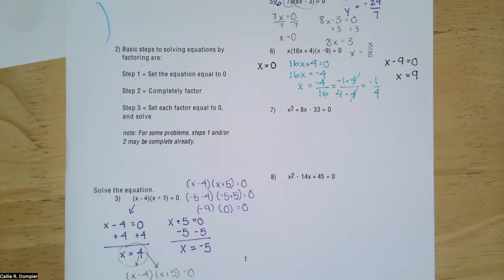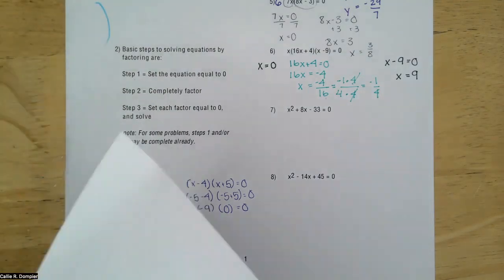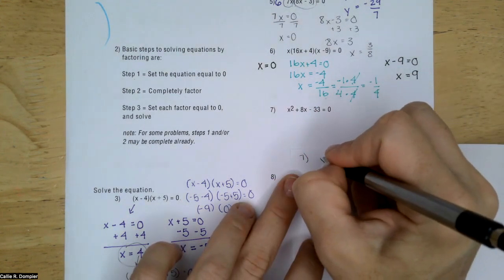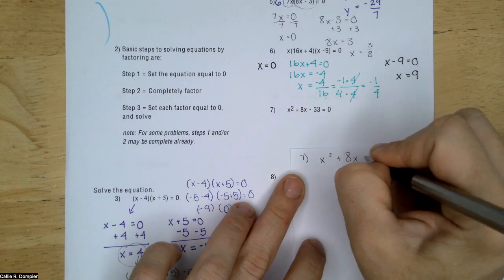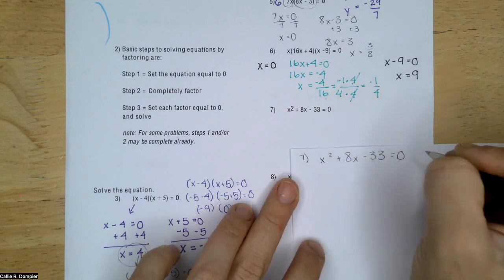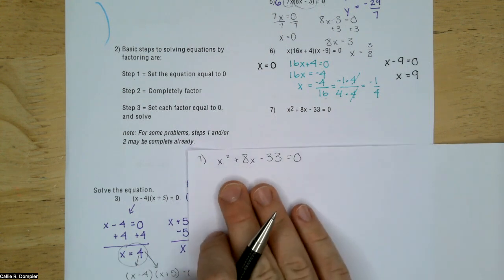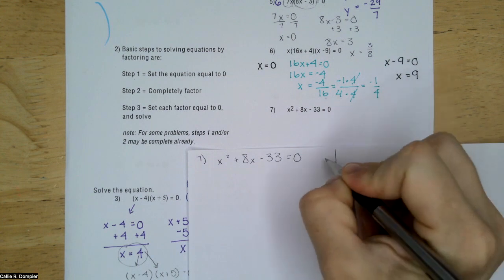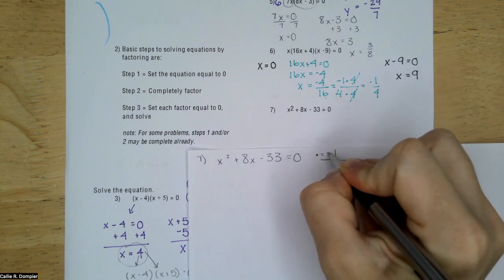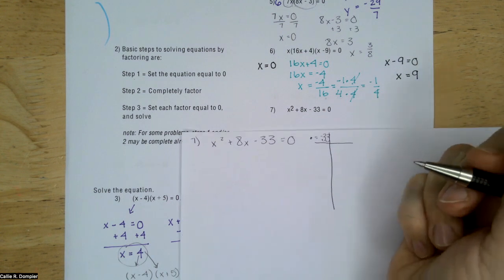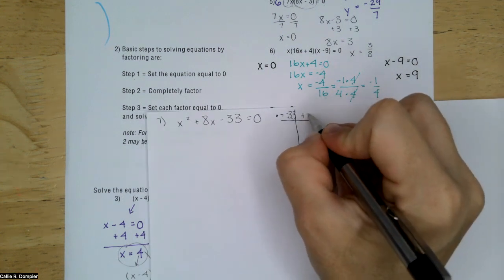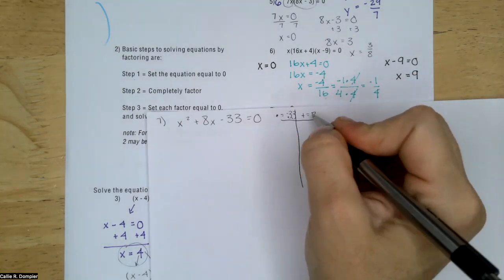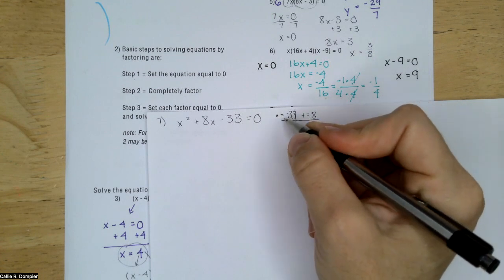Now number 7 is not in a factored form, right? It's x squared plus 8x minus 33 equals 0. We need to factor it, okay? So we need a factor pair that multiplies to equal -33 and that adds to equal 8. It's going to add to a positive number, and it's going to multiply to a negative number.